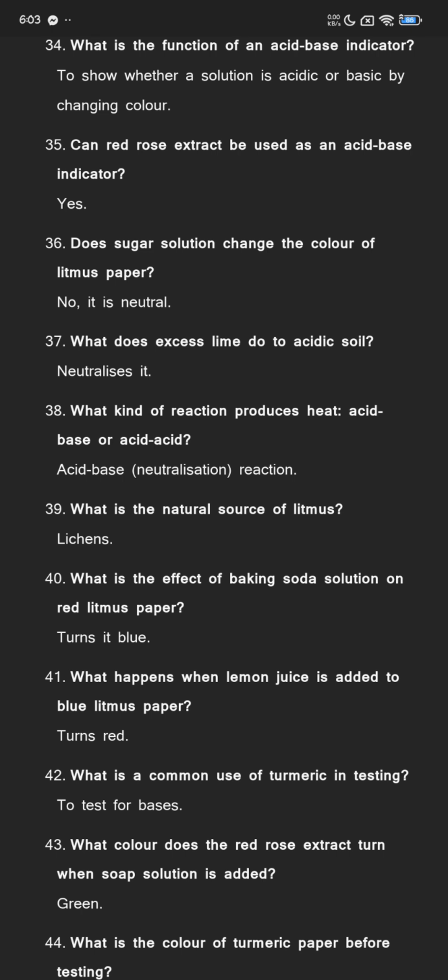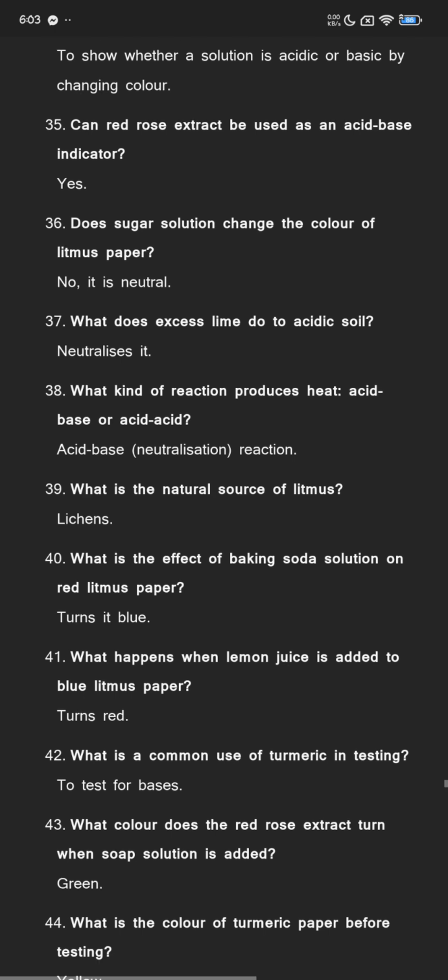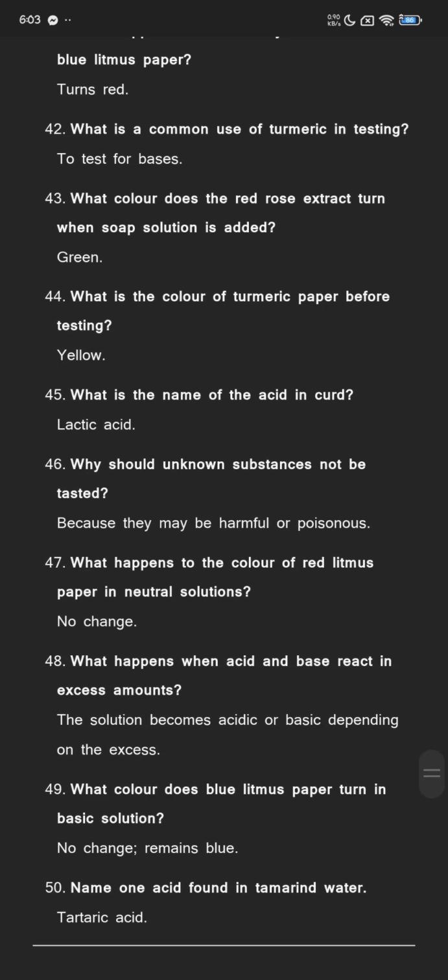What happens when lemon juice is added to blue litmus paper? Turns red. What is a common use of turmeric in testing? To test for bases. What color does the red rose extract turn when soap solution is added? Green. What is the color of turmeric pepper before testing? Yellow. What is the name of the acid in curd? Lactic acid. Why should unknown substances not be tested? Because they may be harmful or poisonous.